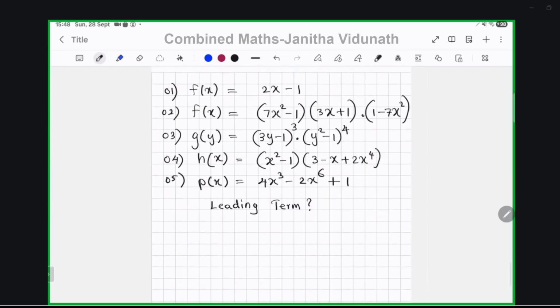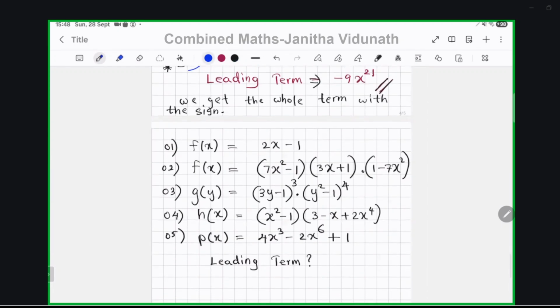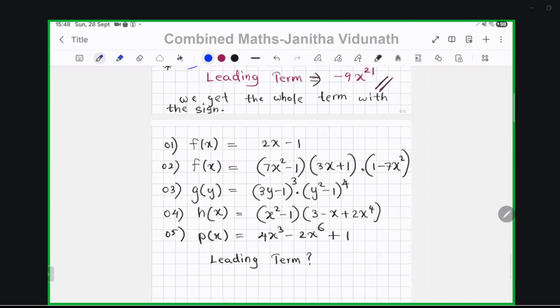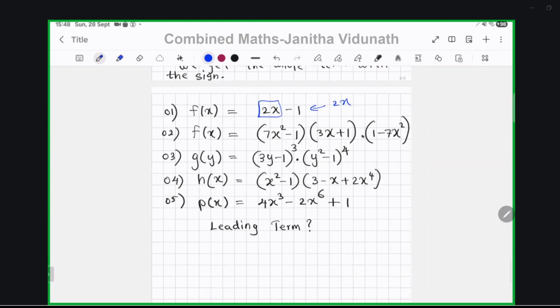I will do the questions. Here, the leading term is 2x. In the second one, there are a few brackets. Here, f(x) is equal to 7x square minus 1, 3x plus 1 times 1 minus 7x square.